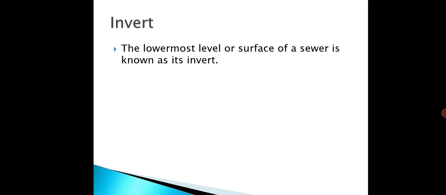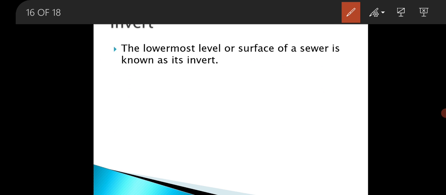The next important term is invert. Invert is the lowermost level or surface of a sewer. And the invert levels are to be carefully checked for the proper functioning of the sewer line.